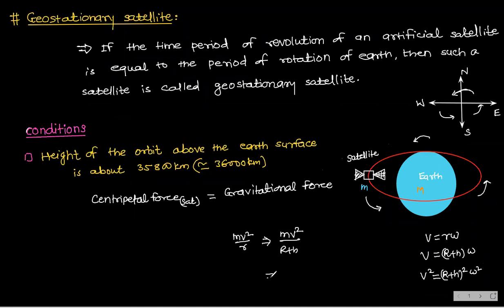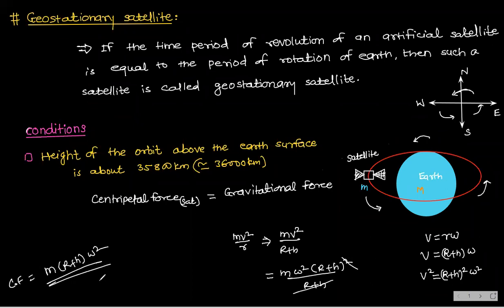If I substitute here, what am I getting? m omega square (r plus h) whole square divided by (r plus h). This r plus h and this square will get cancelled. So what formula am I getting? m (r plus h) omega square. Yes or no? Understood. Centripetal force. Clear?